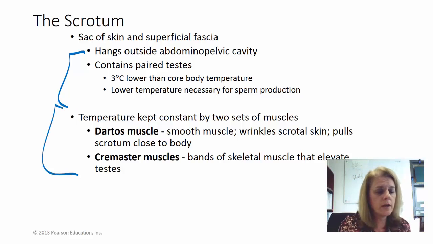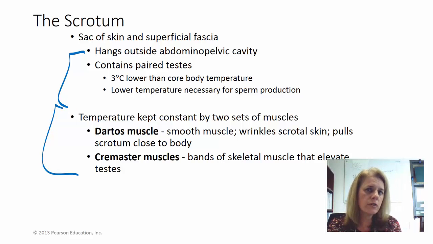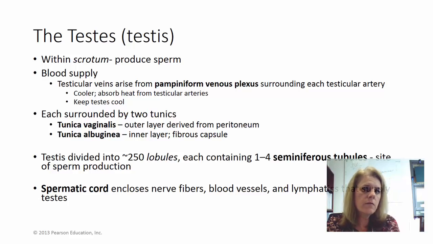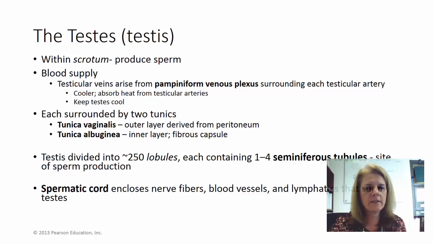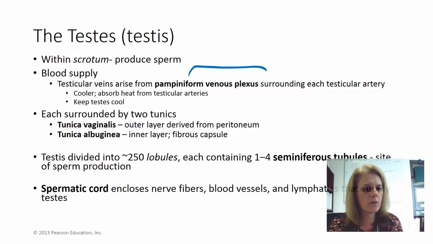There's two muscles that play a role in temperature control, and I'll show you the dartos and cremaster muscle and kind of show you how they work. Within the scrotum, this is where the sperm are made, and we're going to talk a little bit about the actual arterial and venous blood supply to the testis. If you think about it, we need these to be cooler. I'm going to show you how you have your own air conditioning system, the way the arteries and the veins are arranged inside the testis, and it's called a venous plexus, and I'll show you how that works.